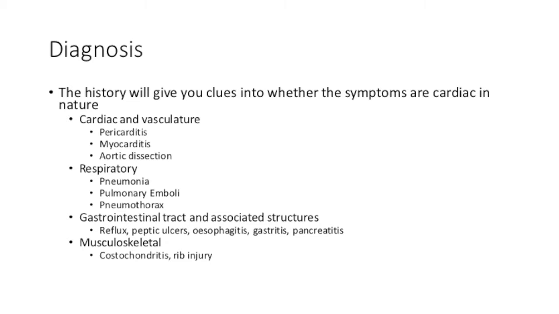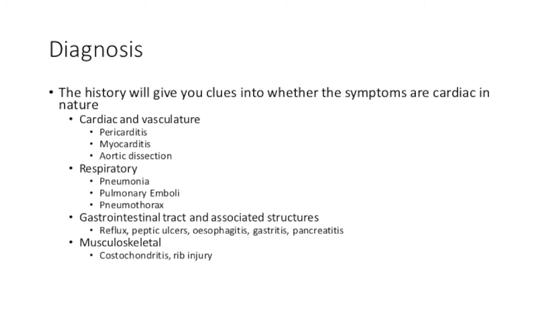And finally, musculoskeletal causes can't be forgotten. Things like costochondritis or rib injury may present with chest pain, but they are often localized to the particular area, and the patient can actually point to where the pain is originating from, and these can be worsened by breathing.